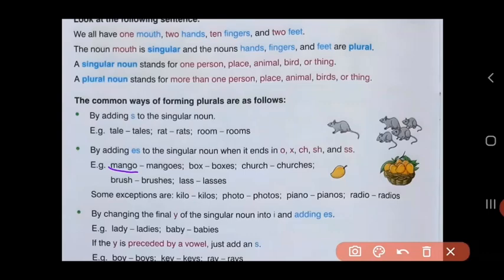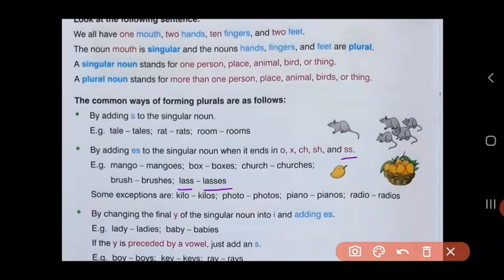Mango ends with O. So I have to add ES and make it mangoes. Box ends with X. So add ES, it becomes boxes. Church ends with CH. So add ES and make it churches. Brush ends with SH. Add ES to make the plural brushes. Lass ends with SS. So add ES to it to make the plural lasses.